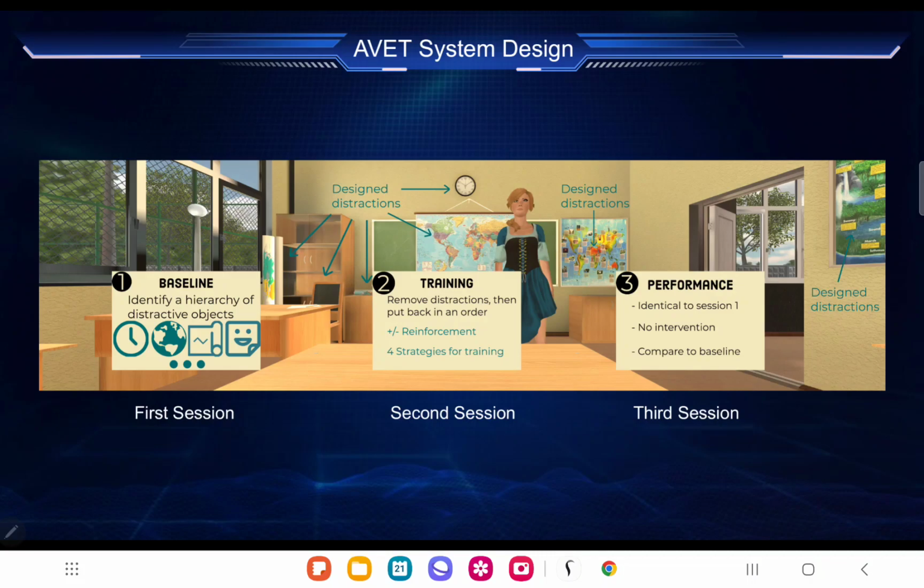The kids are first exposed to this virtual classroom, but their eyes are tracked. So when they are observing the objects around the teacher in the classroom, we know what they are looking at, so we know what is distracting them when the teacher is talking. Then in the second training session, we remove all these distracting objects from this virtual environment.